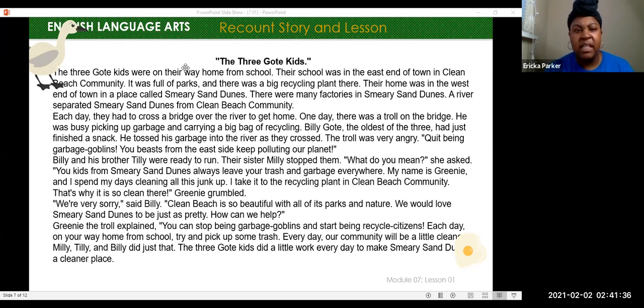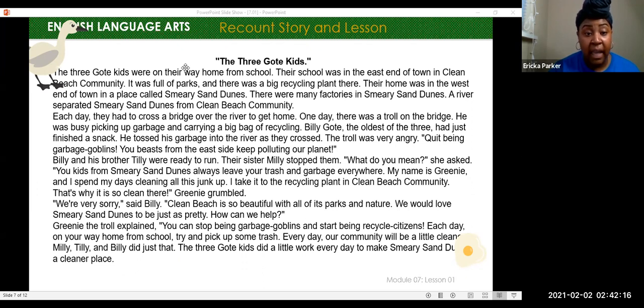"You kids from Smeary Sand Dunes always leave your trash and garbage everywhere. My name is Greenie, and I spend my days cleaning all this junk up. I take it to the recycling plant in Clean Beach Community. That's why it's so clean there." Greenie grumbled. "We're very sorry," said Billy. "Clean Beach is so beautiful with all of its parks and nature. We would love Smeary Sand Dunes to be just as pretty. How can we help?"